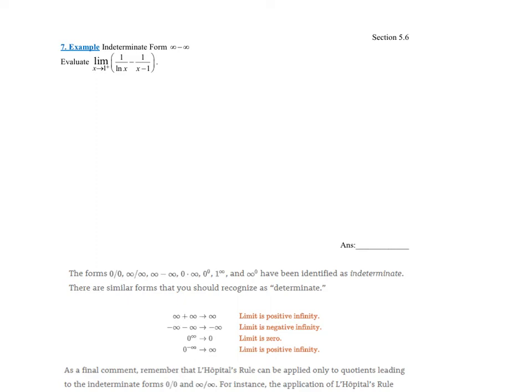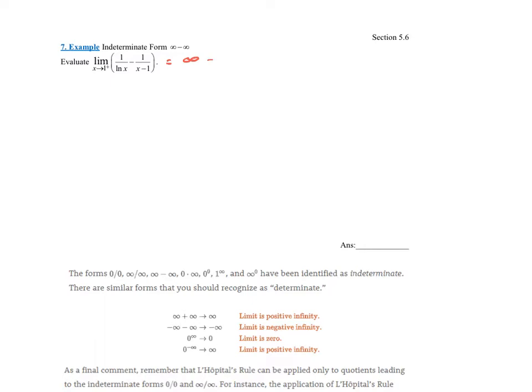Okay, let's do one last problem here. Example number 7. It says evaluate the limit as x approaches 1 from the right of 1 over the natural log of x minus 1 over 1 minus x. Notice if we plug this in, this would be 1 over the natural log of x as x approaches 1, so that approaches 0. So my denominator would be getting closer and closer to 0, which would make the entire thing get closer and closer to infinity.